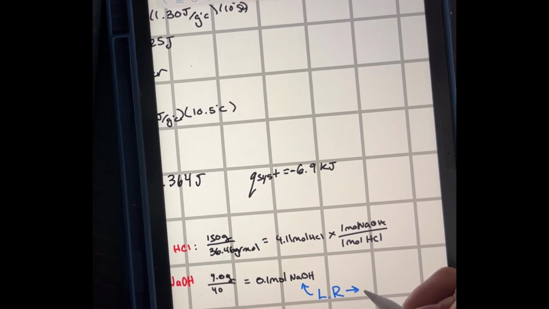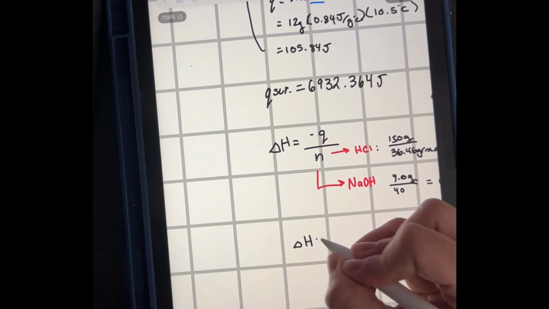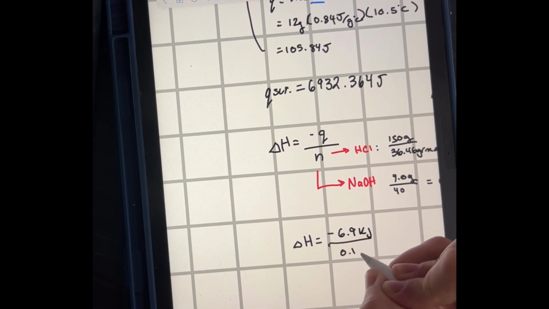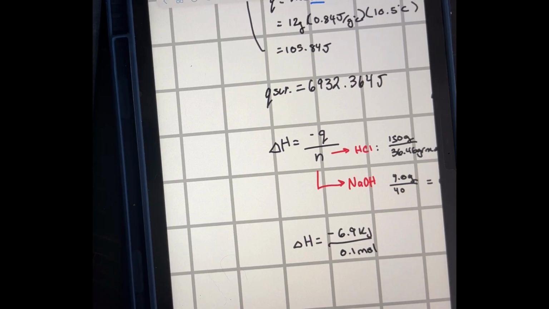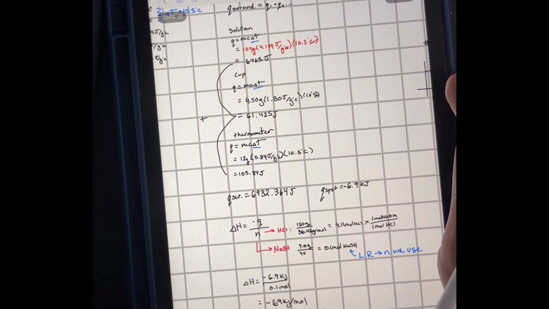This is the N we use. So our enthalpy is going to be negative 6.9 kilojoules over 0.1 moles. So we have negative 6.9 divided by 0.1. We get equal to negative 69 kilojoules per mole, which would be right, except I definitely forgot to carry some significant figures. So let's just see if I can figure this out here.